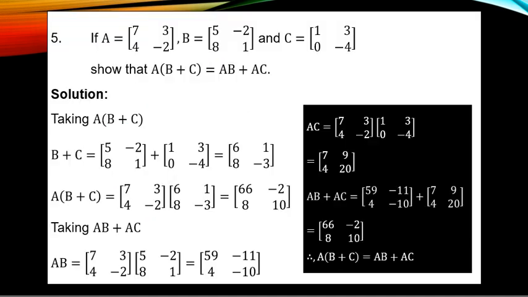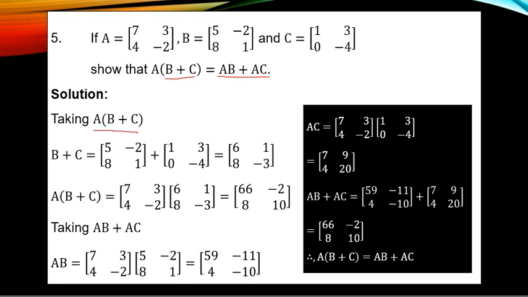Number 5, we have 3 matrices A, B, C, and we are asked to show that A times (B plus C) is equal to AB plus AC. This property is the distributive property of matrix multiplication. So we take the first part.